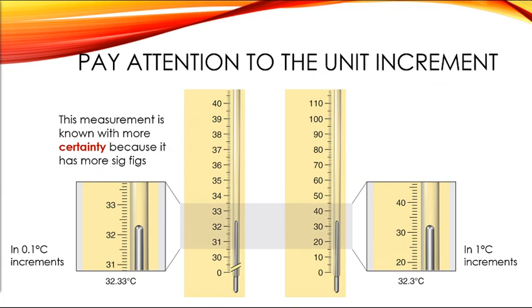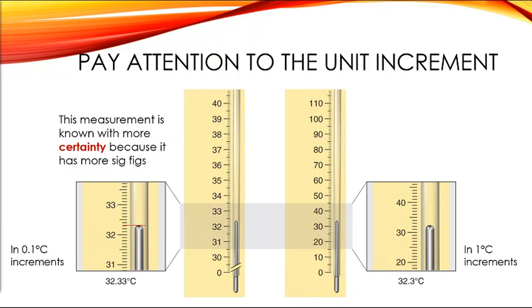And so if you take a look at these two thermometers here, both thermometers are measuring the same value. But because one of them is going by 0.1 degrees Celsius, the other one is going by 1 degree Celsius, your reported value is going to be different. And so if you take a look at the one on the left-hand side, to make things a little bit more clear here, here's a red line.